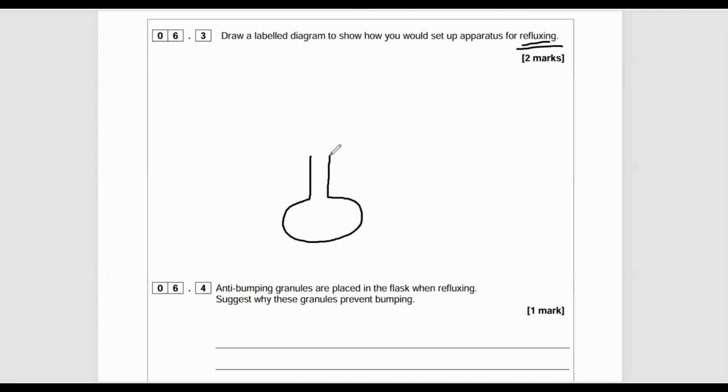Up it comes here. Now what we need to do is get our condenser and stick our condenser into it. So our condenser comes in like this. I need to make sure that bit's clamped tight, so you might want to stick a clamp on. That is some dodgy drawing of a clamp. There's my clamp. Now, with your condenser, let's just draw that going all the way up. Okay, there's my condenser going all the way up.